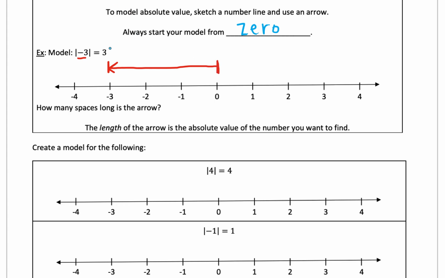And you could go ahead and count. The distance from 0 to negative 3 is 1, 2, 3 spaces. So this is proving that the absolute value of negative 3 is positive 3. How many spaces long is the arrow? Well, we just counted. It was 3. And whatever the length of your arrow is, it's going to be the absolute value of the number you're looking to find. So we model based on the number in the bars, and our answer is that actual distance of the arrow.